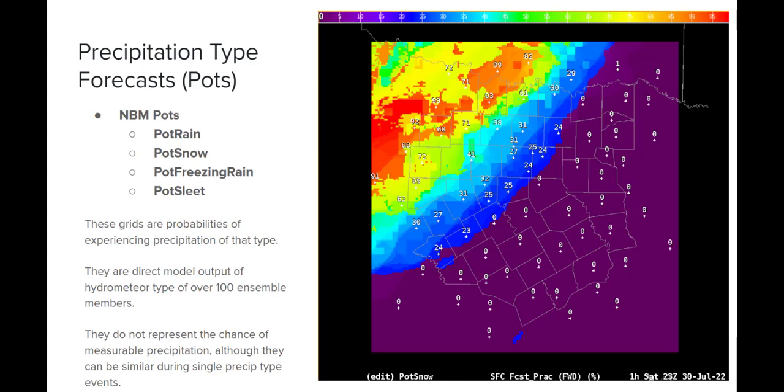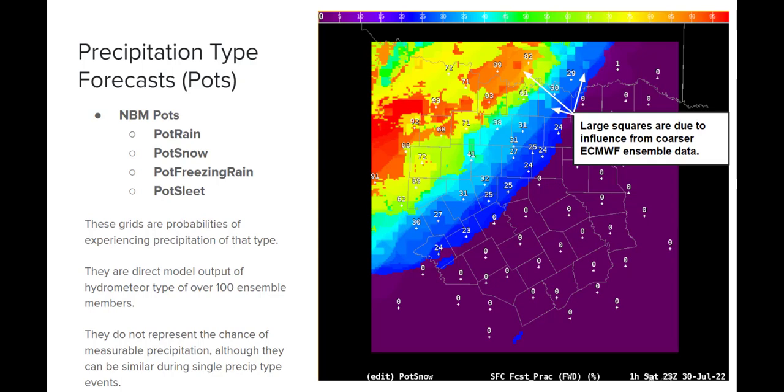The data can be a bit noisy with some artifacts. In ForecastBuilder, you will see a smoother version of this data as long as you're not in a mountainous region. The raw data will sometimes show large blocky squares, which is from the coarser ECMWF ensemble. The good news is that this will be fixed in the near future.